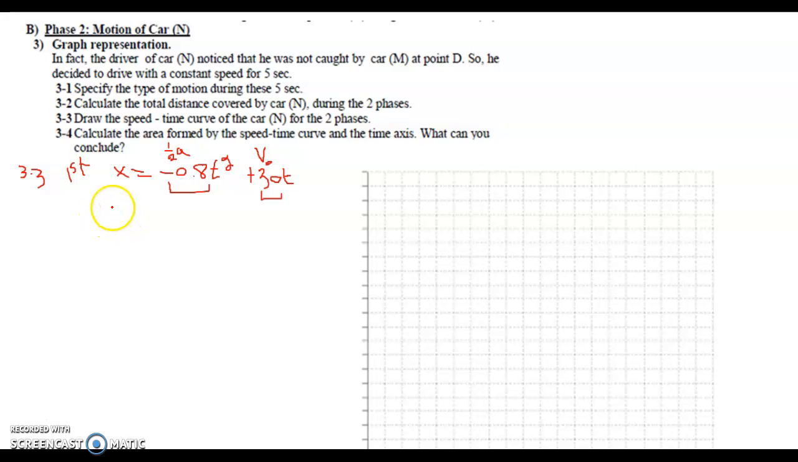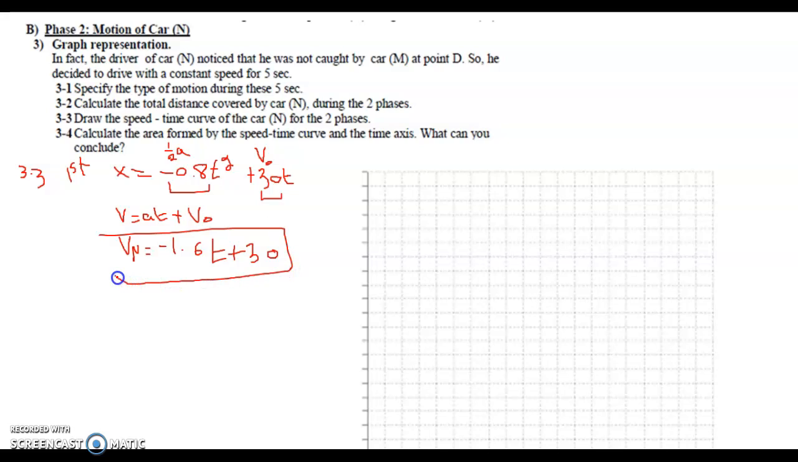Now, if I want to determine the speed-time equation, to be able to represent it, it's in the form of v equals at plus v zero. So half a equals minus 0.8. We already calculated it and obtained a equals minus 1.6. Then v is equal to minus 1.6 t plus 30. This is for the first phase.